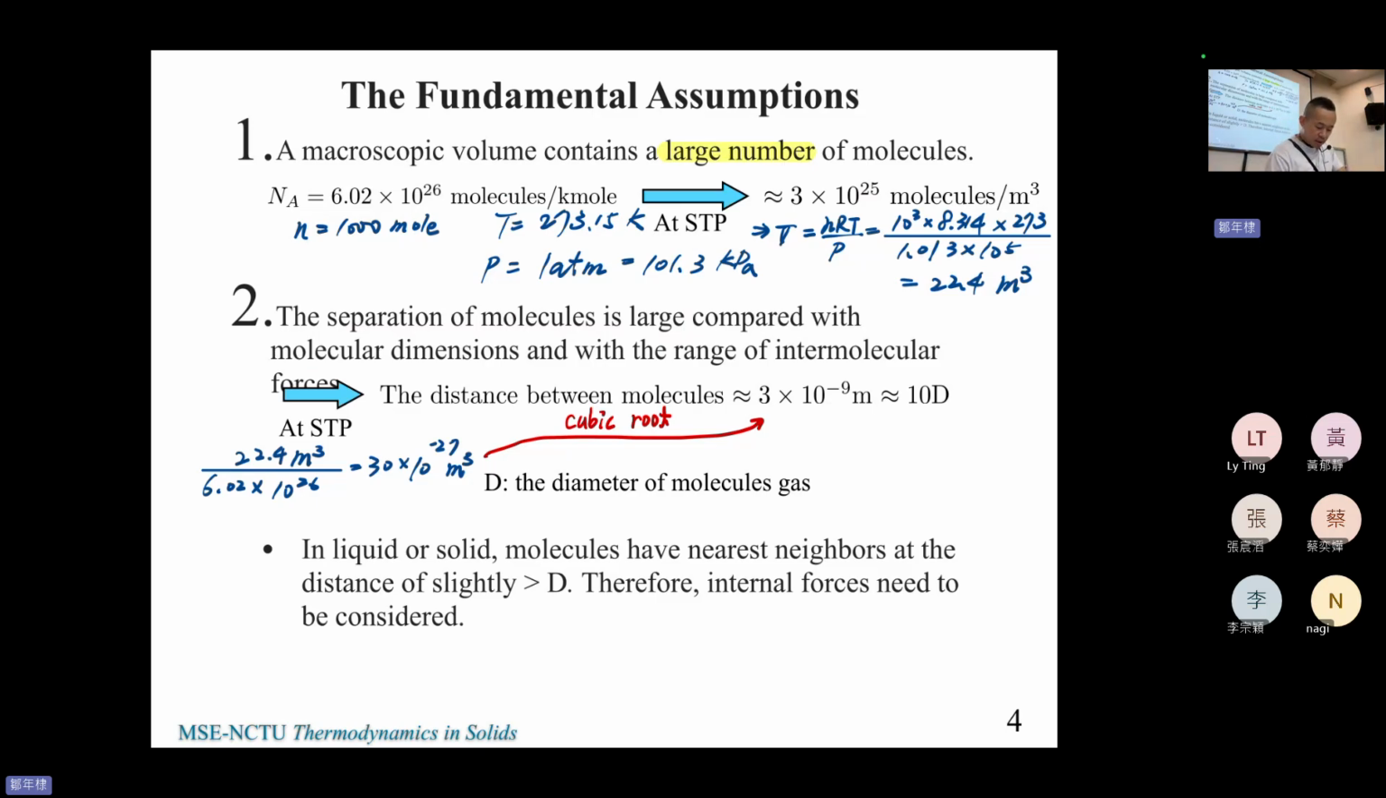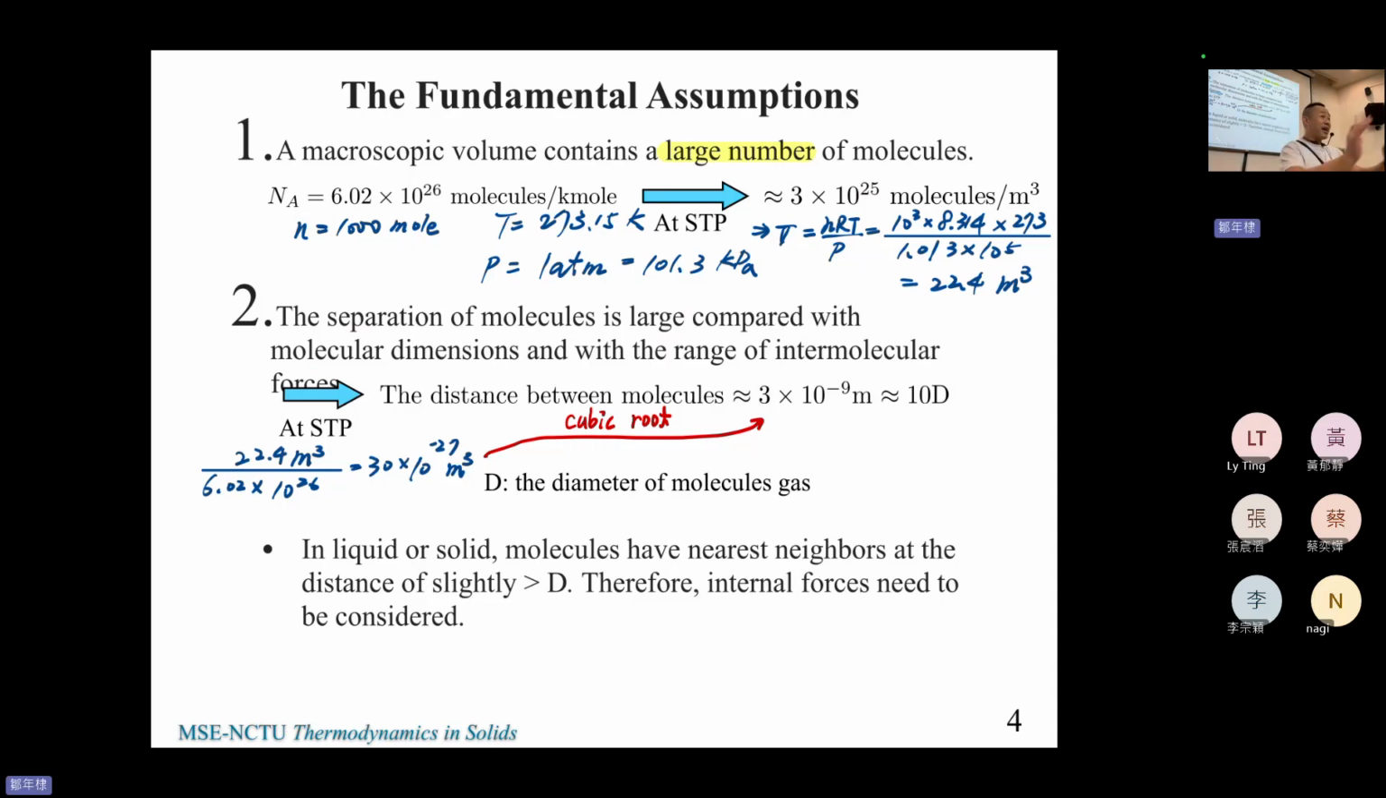So you can imagine that the gas molecule is about this big, and the distance should be 10 times of this. So it's quite far away from each other, like a distance of 10 diameters of ourselves.